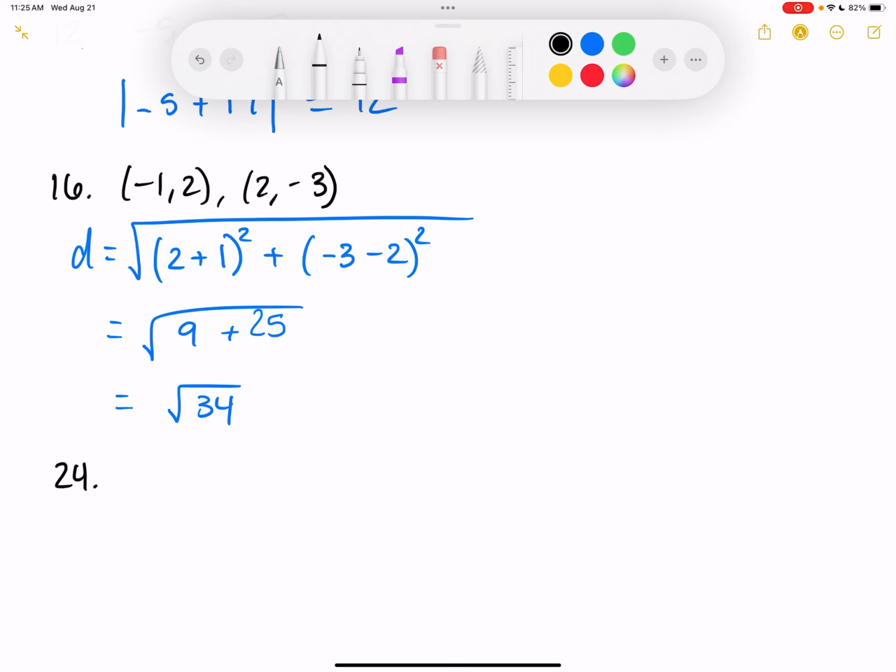24 says to find the midpoint of the line segment with the given endpoints. So for 24, we have negative 5 and negative 17 again. How do I find the midpoint of two numbers? You add them and divide by 2. Not absolute value. It's negative 5 plus negative 17 over 2. Which is what? Negative 11. Nope, negative 11.